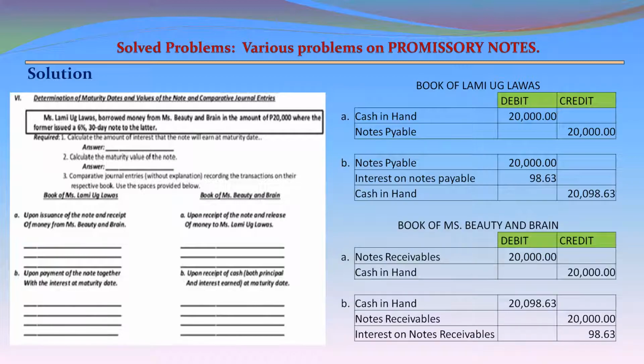Similarly, in the books of Miss Beauty and Brain, journal entry upon receipt of the note and release of money to Miss Lami Uglavas: notes receivable debit 20,000, cash on hand credit 20,000. Upon receipt of cash, both the principal and interest earned at maturity date: cash on hand debit 20,000 and 98.63, notes receivable credit 20,000, interest on notes receivable credit 98.63.